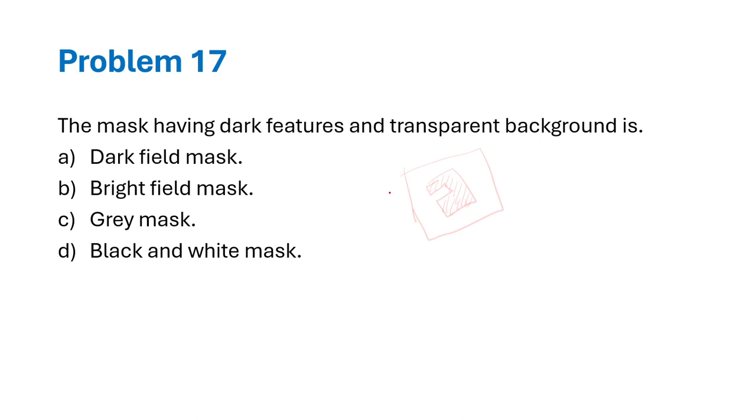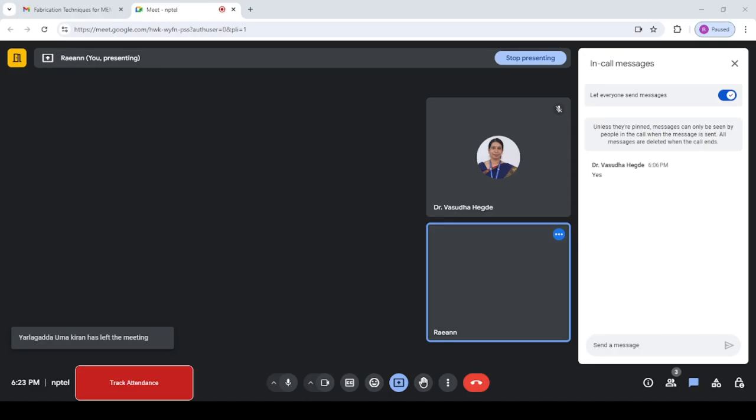So dark features means, if this is our mask, we are having some features which are looking dark, and we are having a transparent background. So it will look like this. Any guess? I'm not sure of the name. I think it must be bright field mask. The answer is bright field mask.